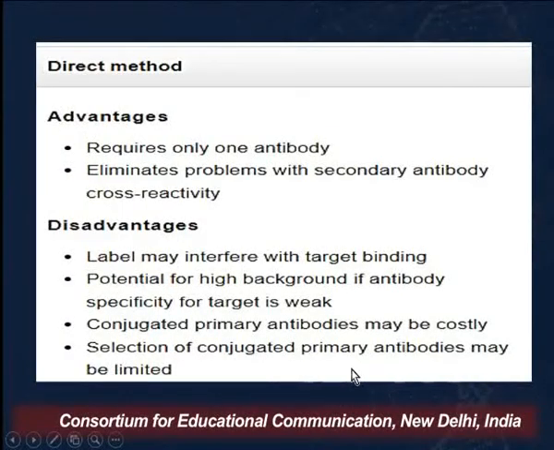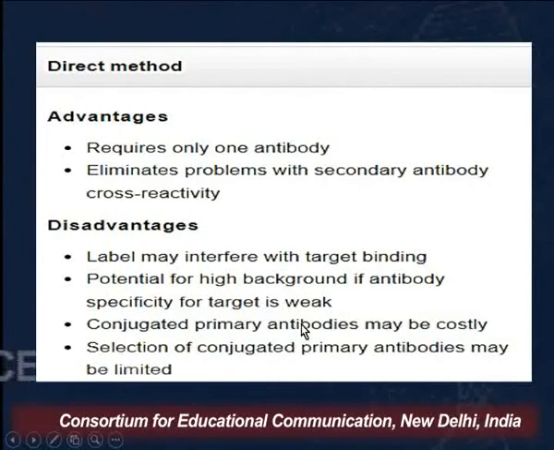Again, they have advantages and disadvantages. In the direct method, where we only use the primary antibody, you require only one antibody and you do not require any other antibody. Therefore, the cross reactivity is less because the primary antibody will be really specific to your target protein. However, it has certain disadvantages because you have to label the primary antibody, and this label may interfere with the target binding, because the primary antibody is the only one targeting, so it may affect its targeting capacity. Therefore, that can be a disadvantage. Then you have to produce also.